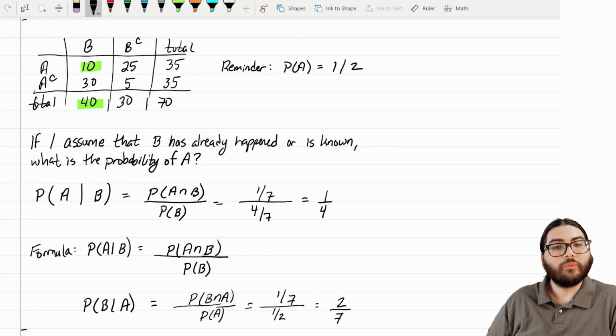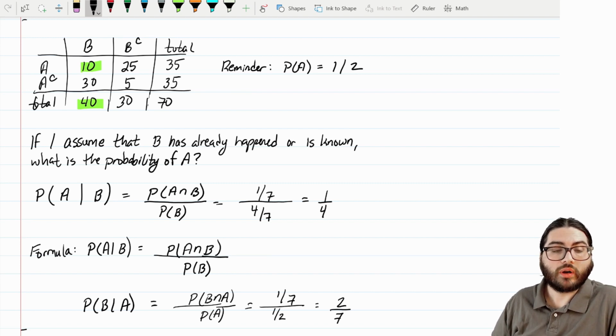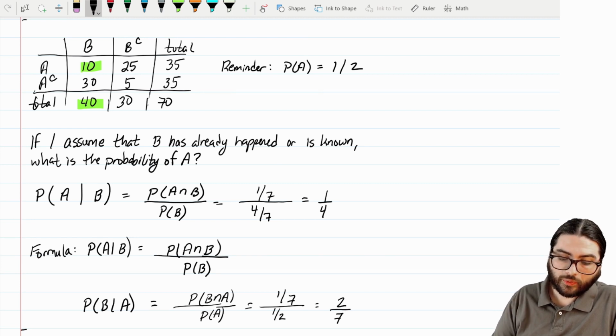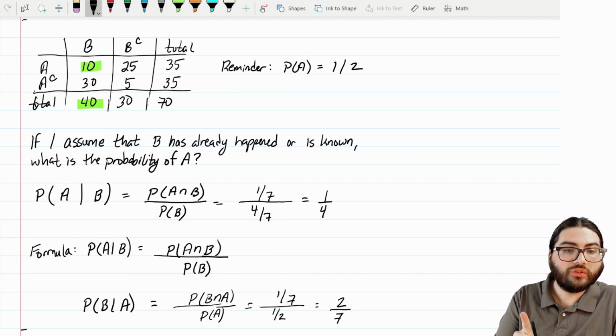Notice how these two aren't the same. The conditional probabilities aren't the same. Probability A given B was 1 over 4. But probability B given A was 2 over 7.